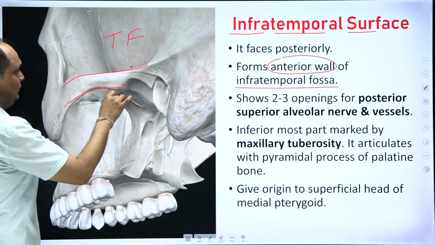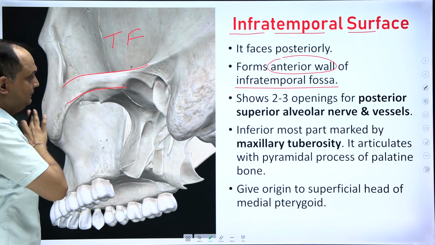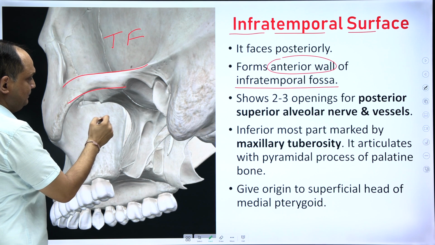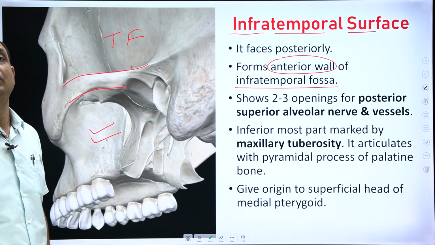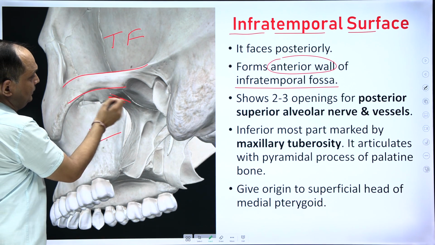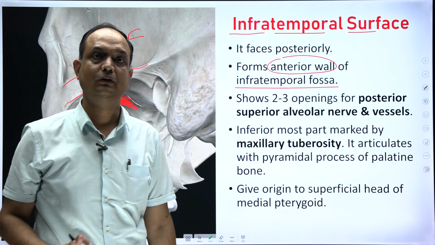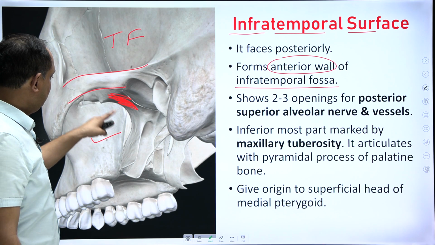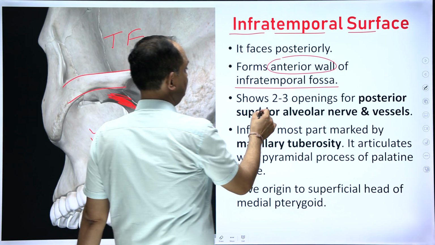In this infratemporal fossa, the lateral boundary is formed by the mandible, and we have removed the mandible, so you are able to see this is the posterior area of the maxilla, which is forming the anterior wall of the infratemporal fossa, and this is the roof of the infratemporal fossa, which is formed by the inferior surface of the greater wing of the sphenoid bone. Clear?